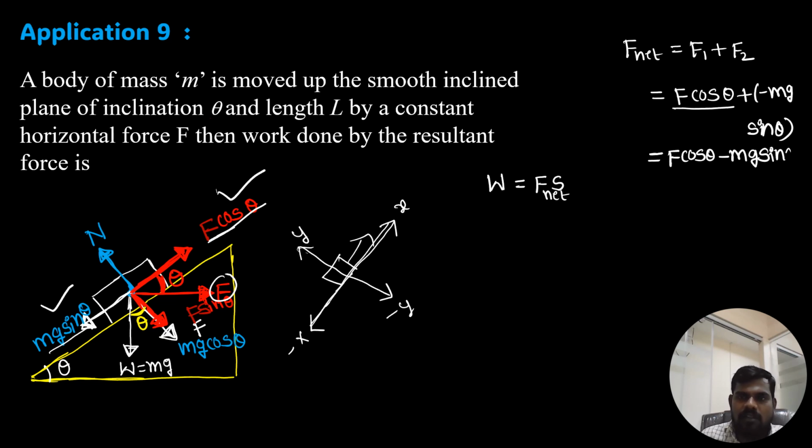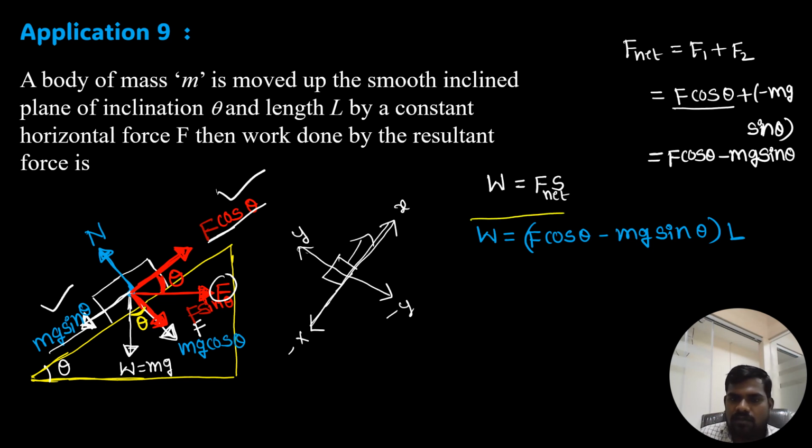This net force equation, you substitute in the work formula. Then W is equal to F net, which is F cos theta minus mg sin theta, times S. Here S is nothing but the distance. The length of the inclined plane is given as L. So this is the work done by the resultant force on the body. W is equal to F cos theta minus mg sin theta into L.